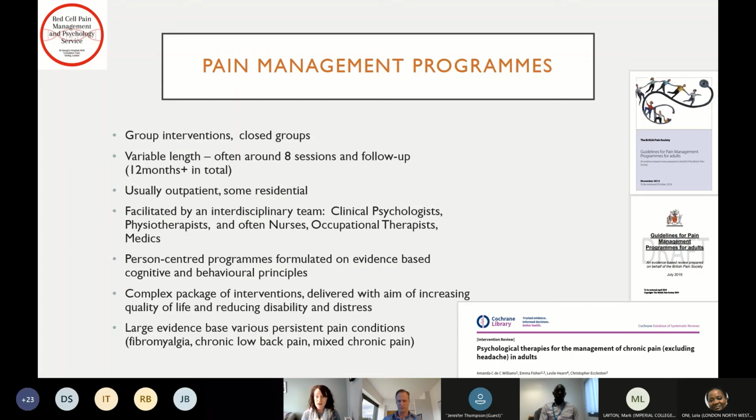So as I've said, there's a very large evidence base for use of pain management programmes broadly across persistent pain, but their use in sickle cell is kind of emerging. And we're really lucky in this region that we've got 2 centres developing pain management programmes for the sickle population.